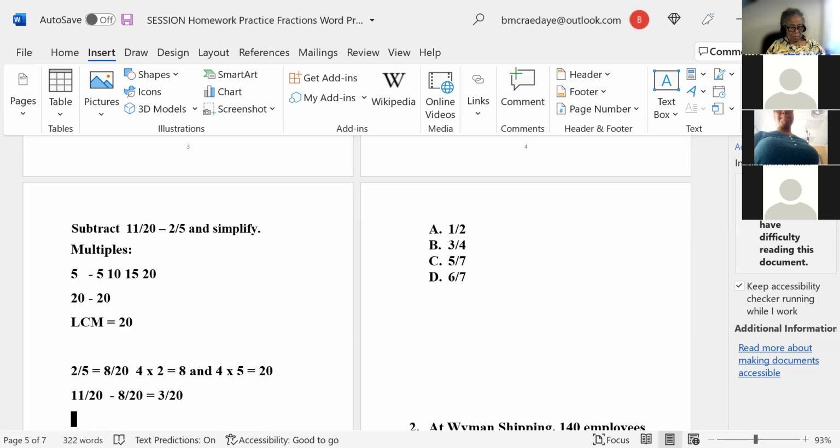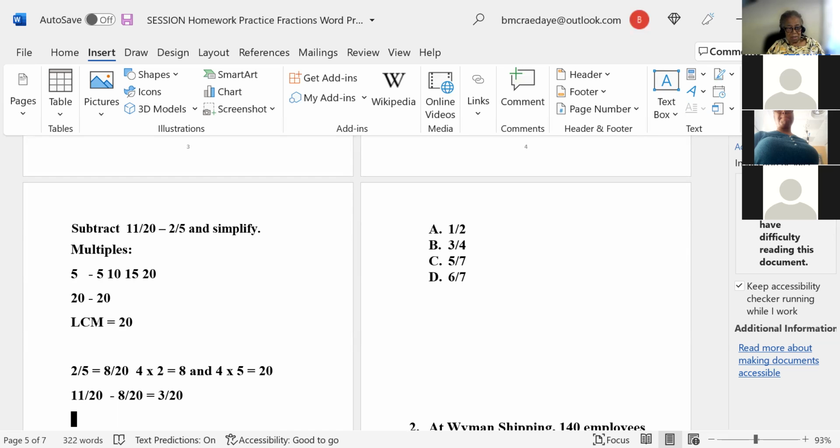No problem. Now, when the numerators are over the same denominator, you just subtract the numerators. 11 minus 8 is 3. But what are the factors of 3, Maureen? 1 and 3. What are the factors of 20?